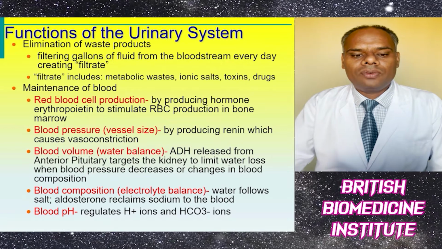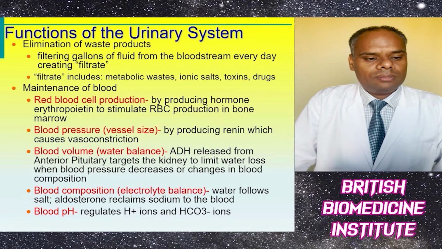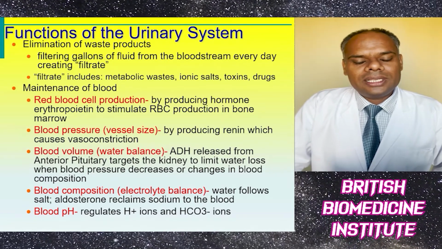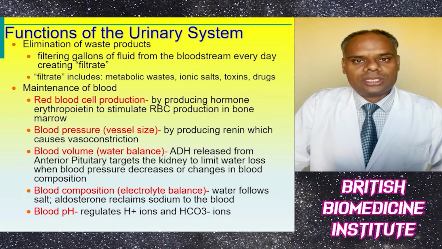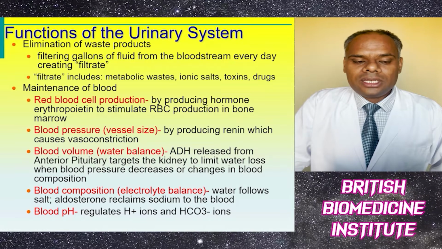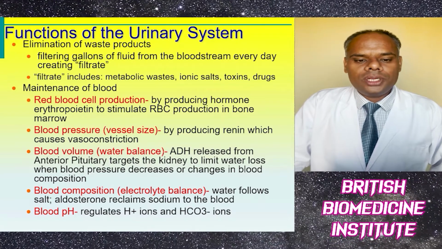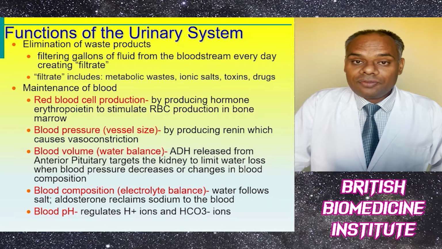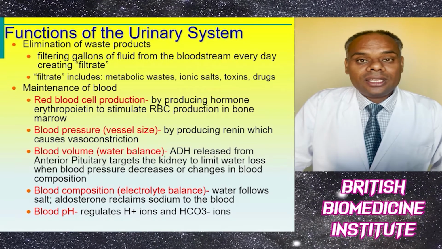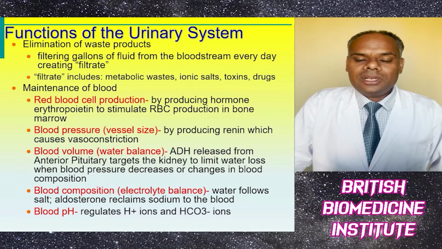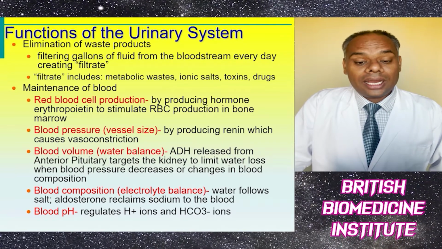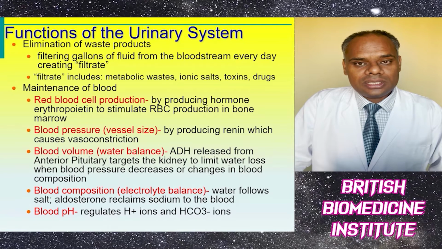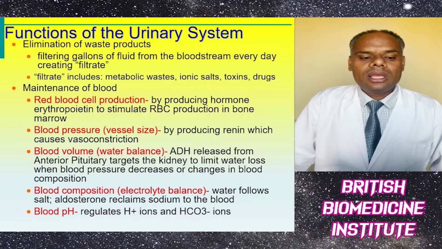So now comes the function of the urinary system. The first function is that it helps in elimination of waste products. It helps in filtering gallons of fluid from the bloodstream every day, creating filtrate. Filtrate includes metabolic waste, ionic salts, toxins and drugs.